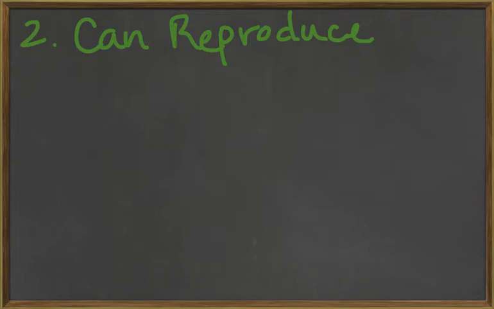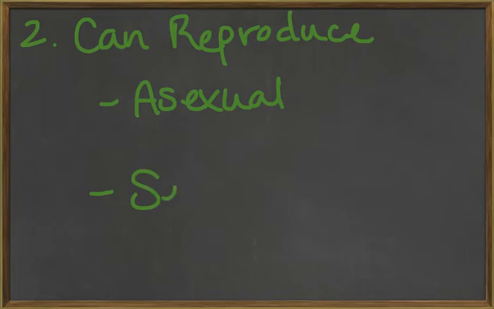The second thing that makes you alive is that you can reproduce. There's two types of reproduction that we can talk about. The first one is asexual reproduction. The second one that we're going to talk about is sexual reproduction, hence how you got here. We'll go into more detail with this in class as well, so make sure you leave space after them.